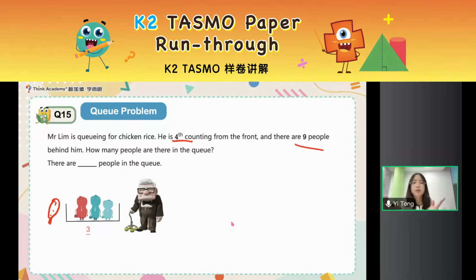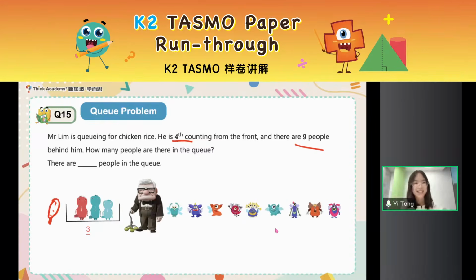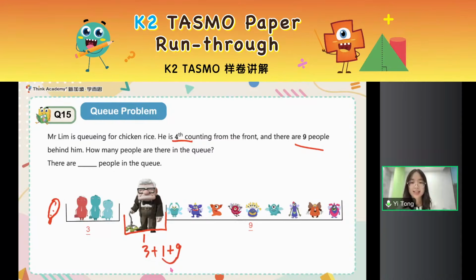All right, then how many people are behind him? Behind means on the right. And we draw, 9 people or 9 little monsters are behind him. And this is 9. So how many people are there in total? The equation, how do we write? We write down 3 plus. Don't forget, we have Mr. Lim himself. So plus 1 plus 9, that is 10 plus 3 is 13.